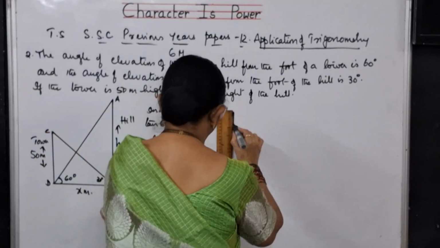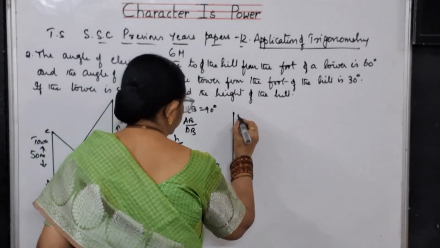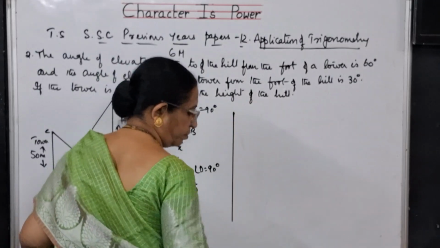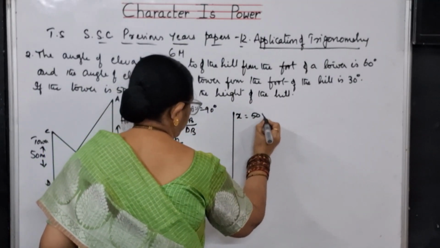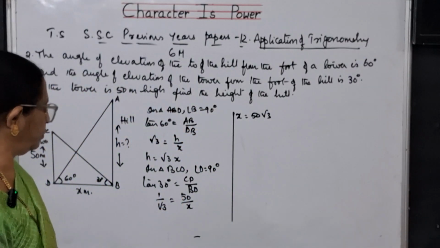So, what can we do? Cross multiplication. x is equal to 50 root 3. Root 3 into 50, 50 root 3.